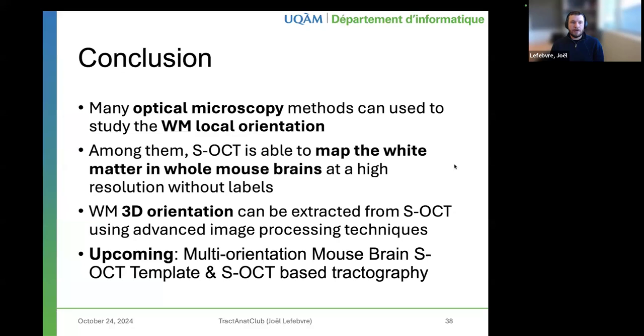So to conclude, I showed today many optical microscopy methods that can be used to study the white matter local orientation. And among them, what we use in my lab is serial OCT. So we use that to map the white matter in whole mouse brains at high resolution without any labels. If we use advanced image processing tools, we can extract the 3D orientations of the fibers from that data. And what we intend to do with this is, first, we'll create a multi-orientation mouse brain SOCT template that will map at 3 micron resolution the orientation of the fibers inside the mouse brain. And we intend to use that to do SOCT-based tractography.